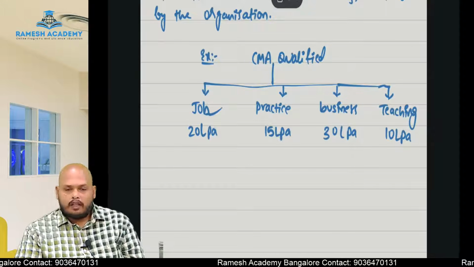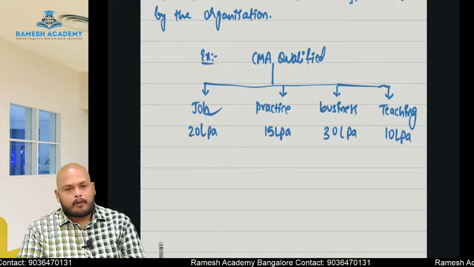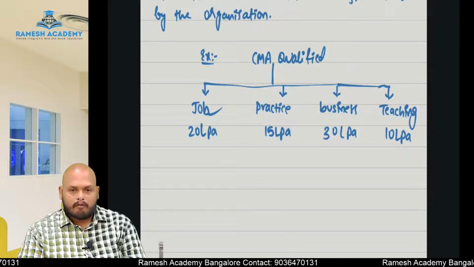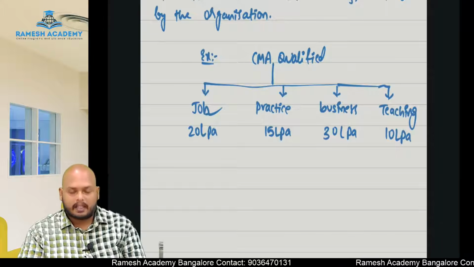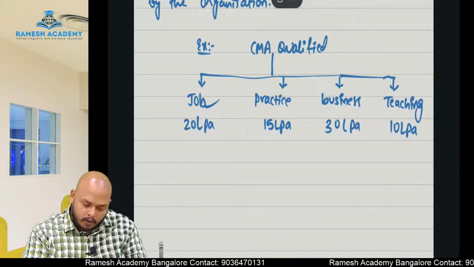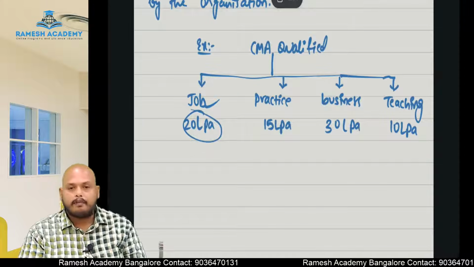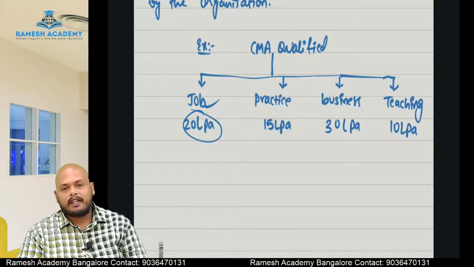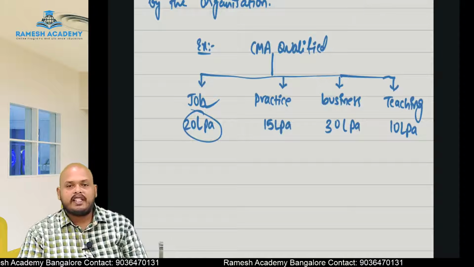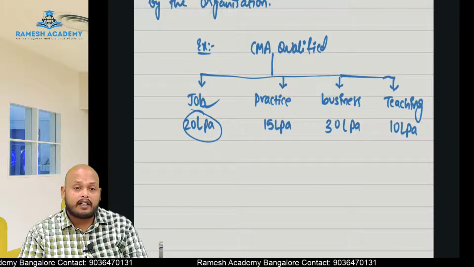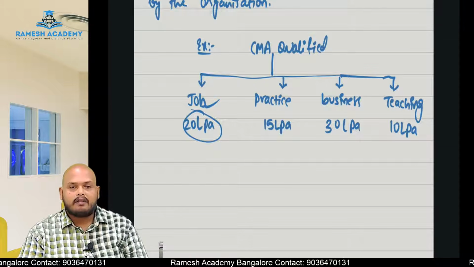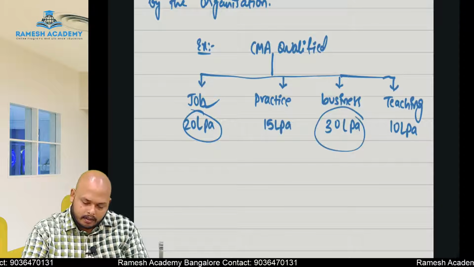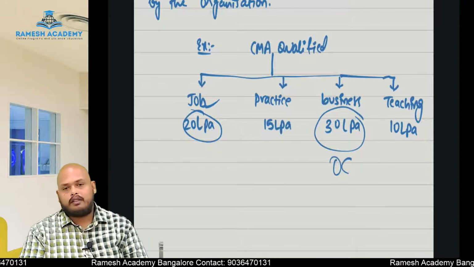It's our personal opinion which one we have to select. After qualifying CMA, one person says that he is ready to select a job. He doesn't want to go for practice or business. He wants to go for a job. If he is going for a job, how much is he getting? 20 lakhs per annum. Now what is the next best alternative he is sacrificing? The next best alternative he is sacrificing is nothing but business. This is called opportunity cost.